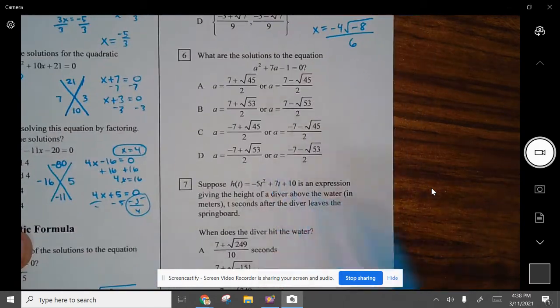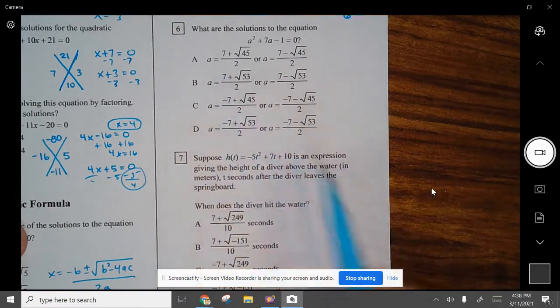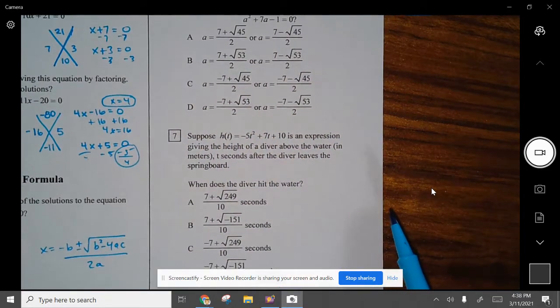Number 6 is pretty straightforward. Do the best you can. Make sure you be careful with what you see your x to be, or what your negatives are here, all right?